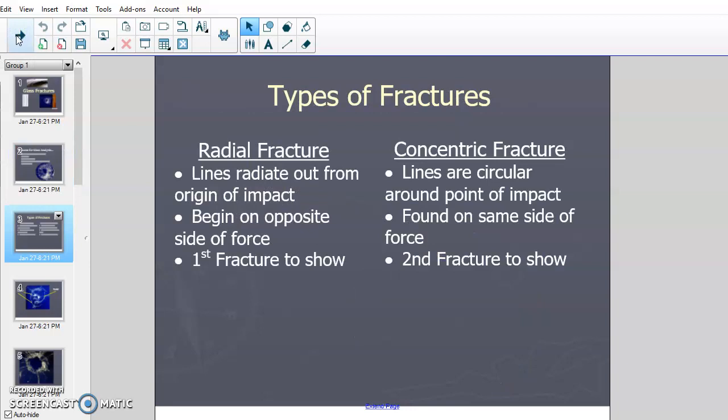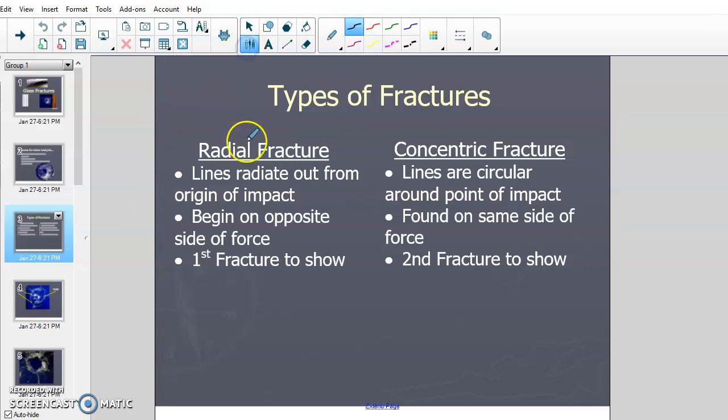So we're going to start with the basics. There's three types of fractures. We're going to focus on the two most common ones first. Radial fractures are lines that radiate out from the origin of impact. They begin on the opposite side of the force, and they're the first fracture to show up.